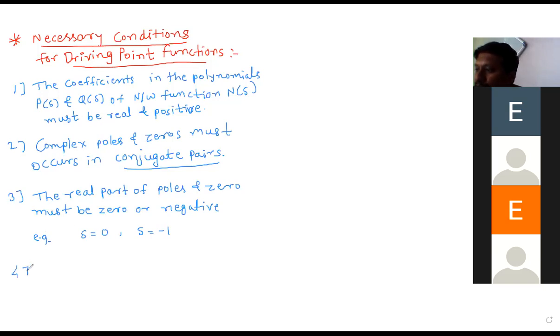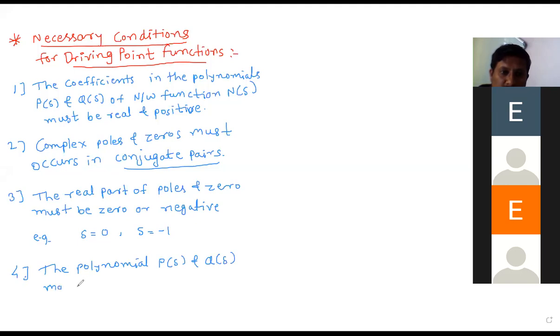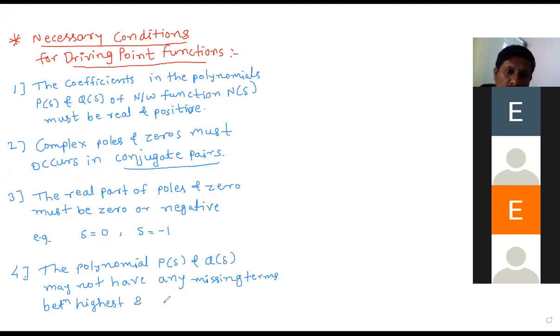Next, fourth point: the polynomials P of s and Q of s may not have any missing terms between highest and lowest degree of s.